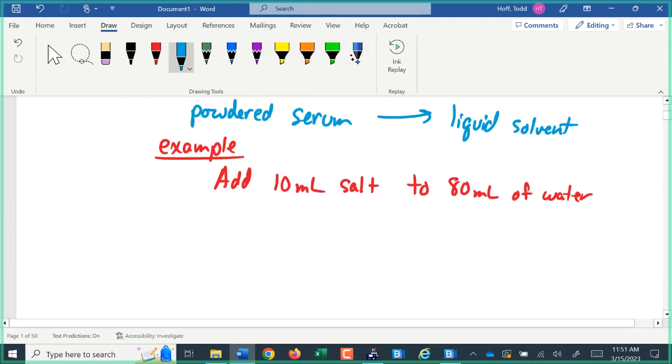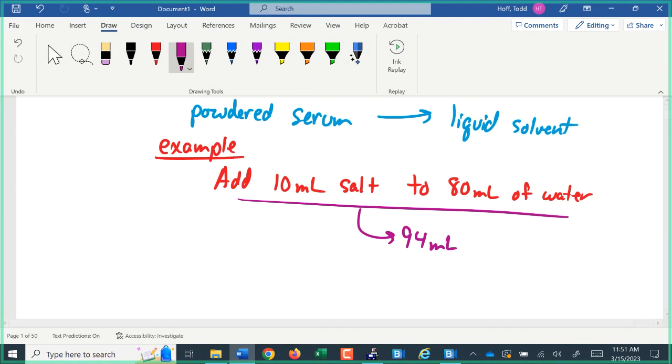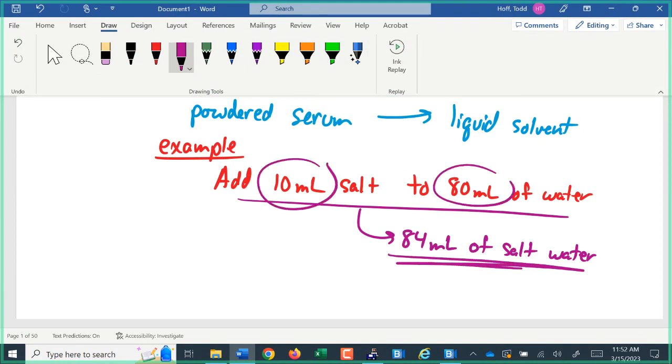It does not. It actually ends up with about 94 milliliters. Or not 94, 84 milliliters. Sorry about that. 84 milliliters of salt water. And this is true with any sort of powder that dissolves into a liquid solution. The volume is not additive. The total volume ends up being less than the sum of the two parts being added together.